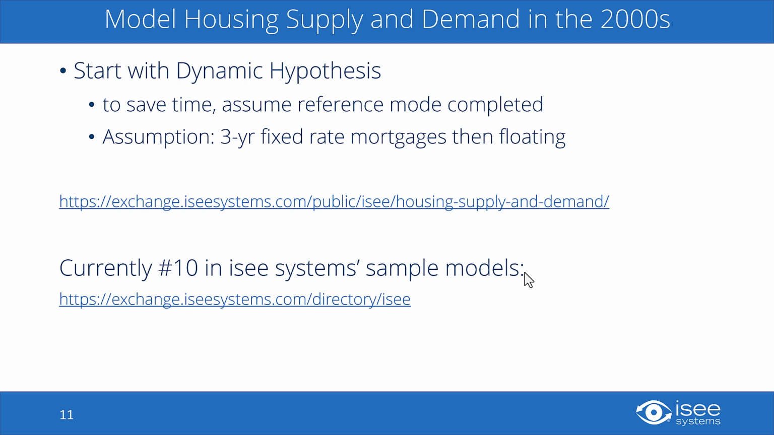We're going to use as an example one I used a long time ago, 2008 or 9, about modeling housing supply and demand in the 2000s. We're going to start by building the dynamic hypothesis, and then we're going to build out the model. I'm not going to show you the reference mode, even though I have it. I'm just going to save a little bit of time. And we're making an assumption.